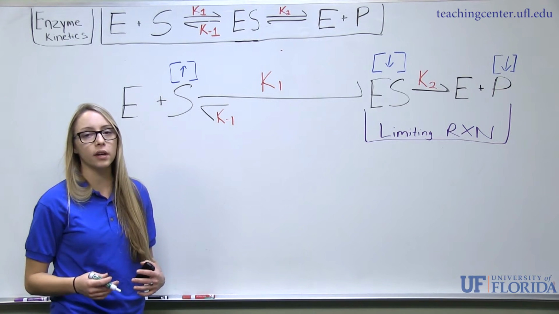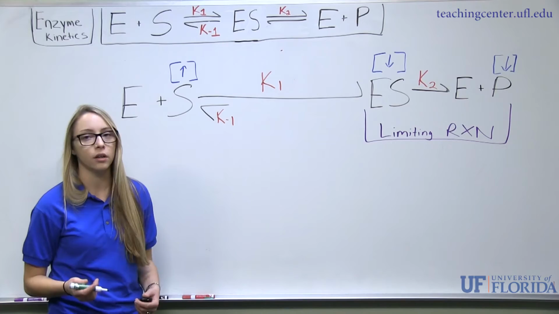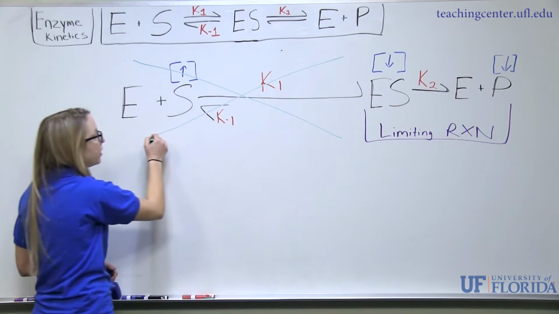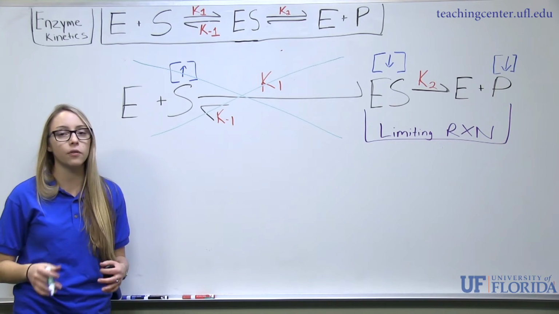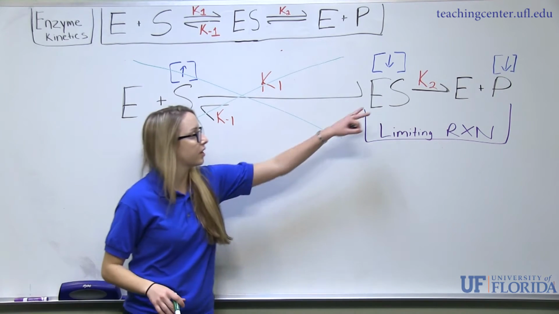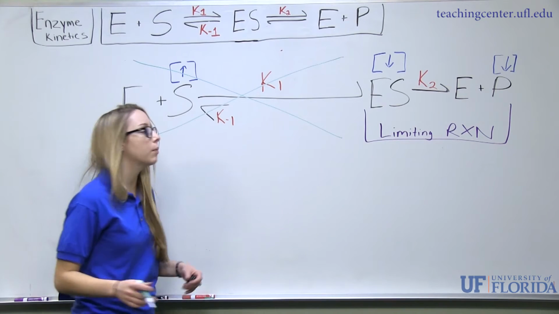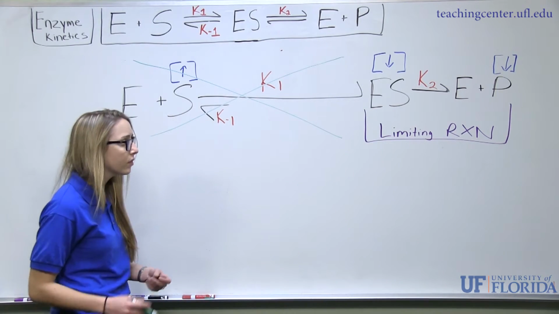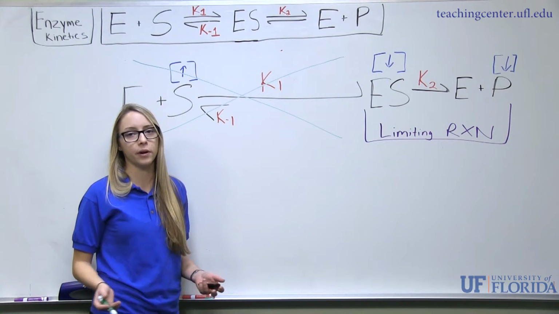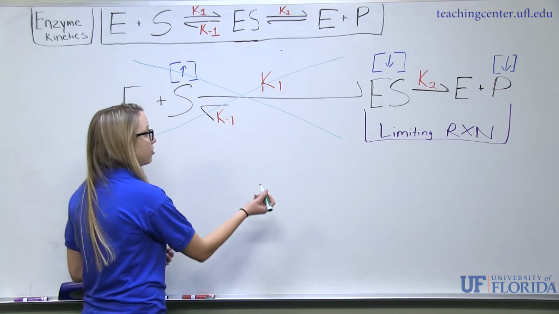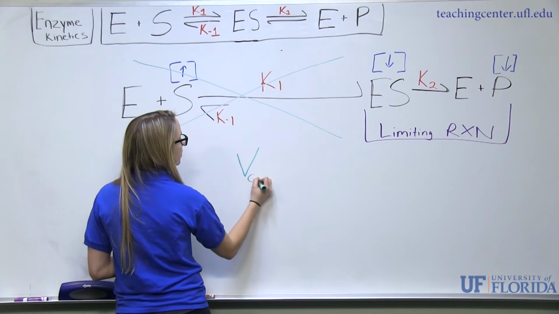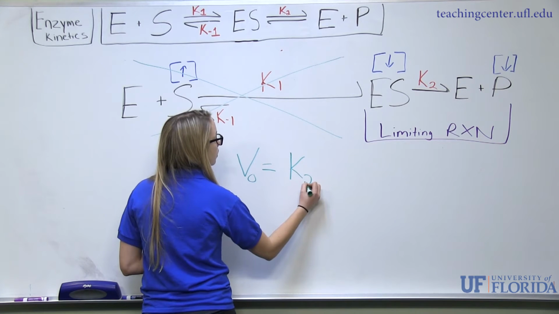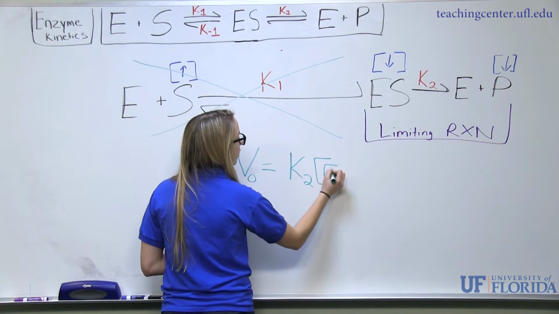So when we're coming up with the initial velocity equation, we can completely ignore this part of the reaction because it's so fast in comparison to the second half of the reaction that you can almost just think of the second step as the limiting reaction to determine the velocity. We would write this out as if we were writing any other velocity equation. So this would be initial velocity is equal to K2 times the enzyme-substrate complex.